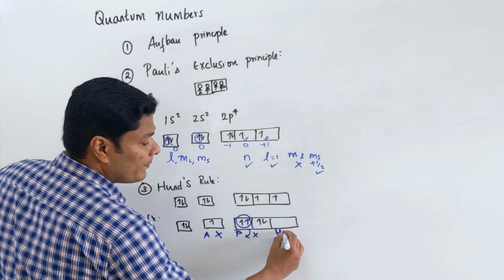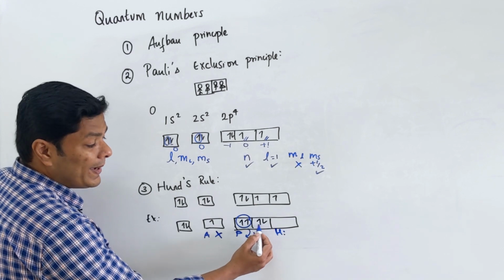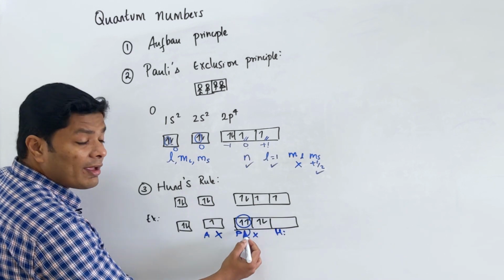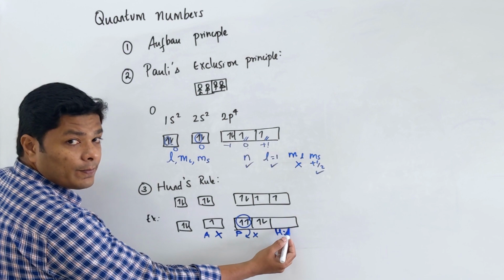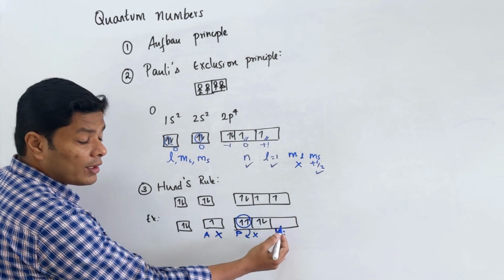Now last is Hund's rule. Have I violated Hund's rule? Yes. There is an empty orbital here. I am pairing here, but pairing cannot happen until all available orbitals of equal energy are filled. We don't want higher energy; since all three are equal in energy, you should put one electron in each.